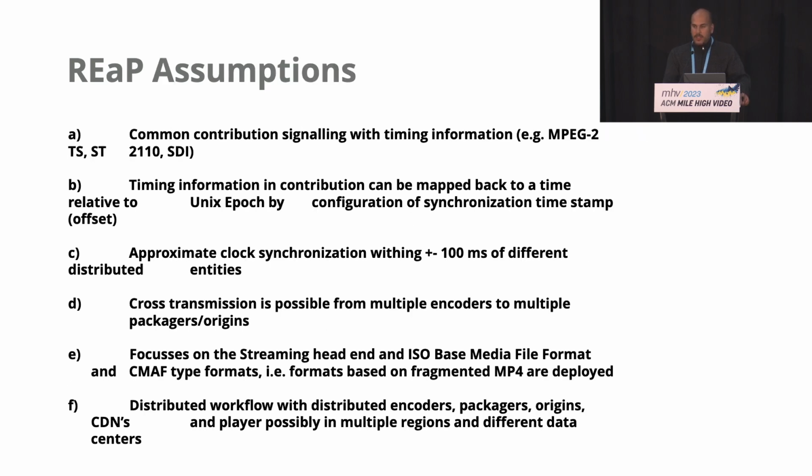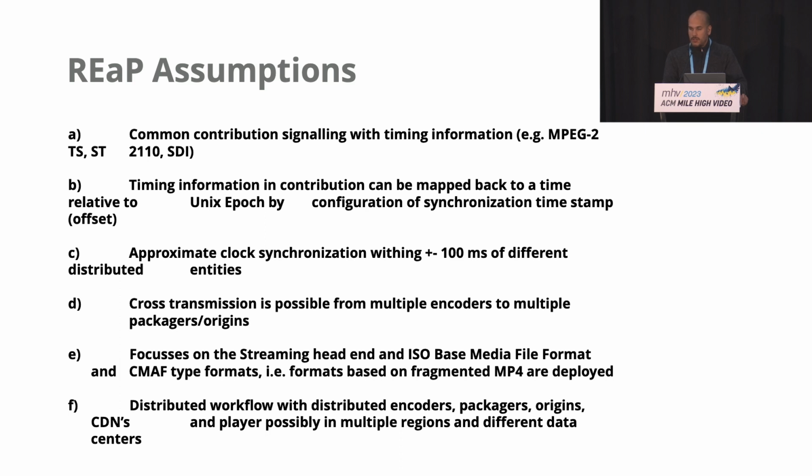Okay, just before I continue, I want to mention a little bit about the assumptions. There are some assumptions in this workflow. The main thing is that the different distribution encoders will get a common contribution signal, which includes some timing information. The trick that we do is we use that timing information to enable mapping frames to Unix epoch relative timestamps. We use that to synchronize, or at least align, media segments, but the requirements for actual system clock synchronization of the different distributed entities is quite loose.